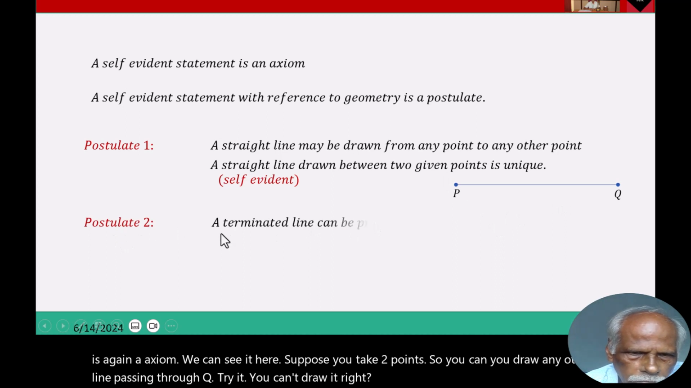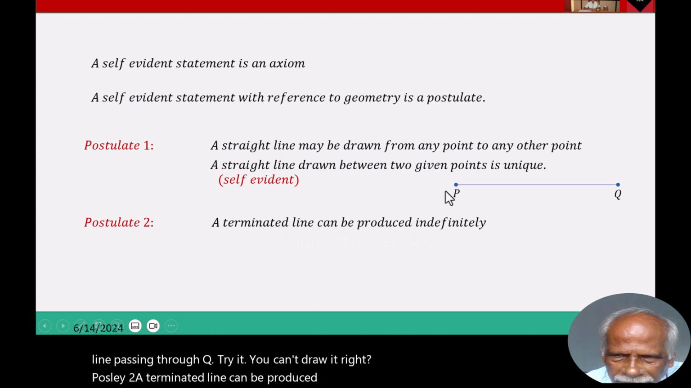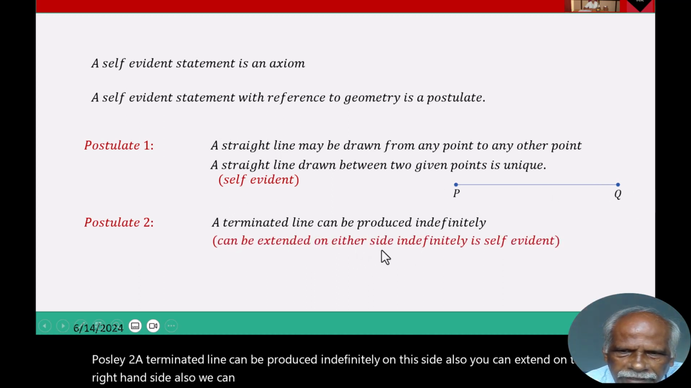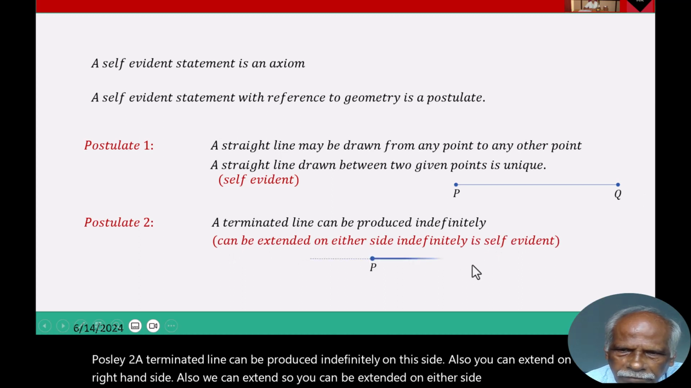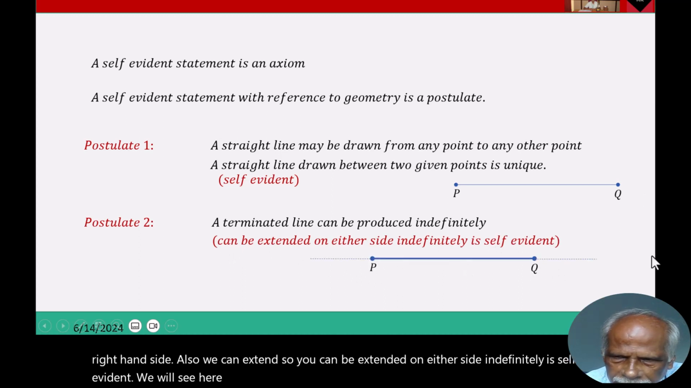Postulate 2. A terminated line can be produced indefinitely. On this side also you can extend, on the right hand side also we can extend. So it can be extended on either side indefinitely, which is self-evident. We will see here. So it is extended here also.